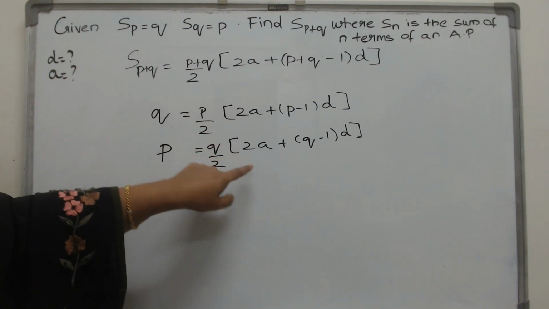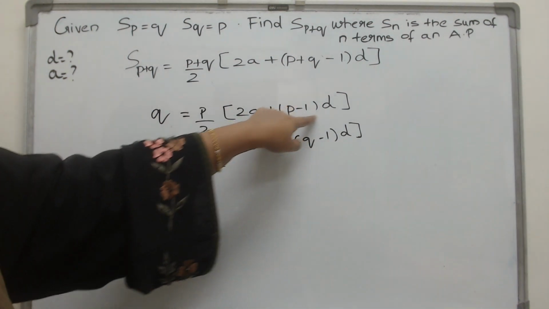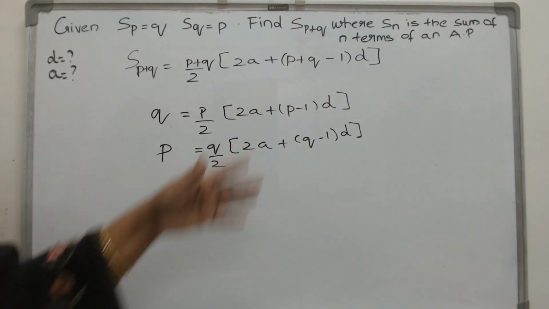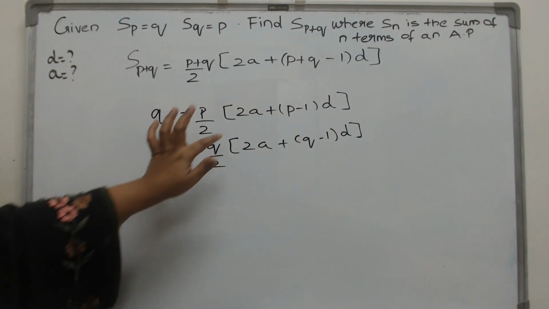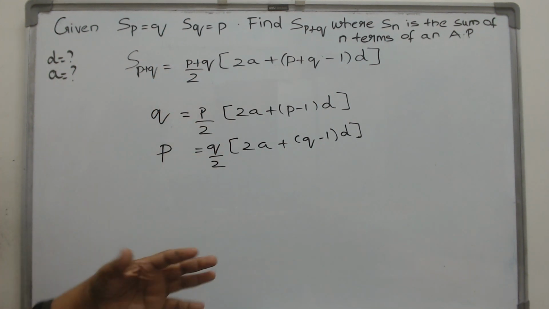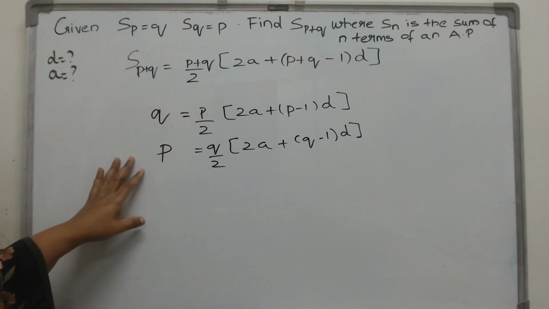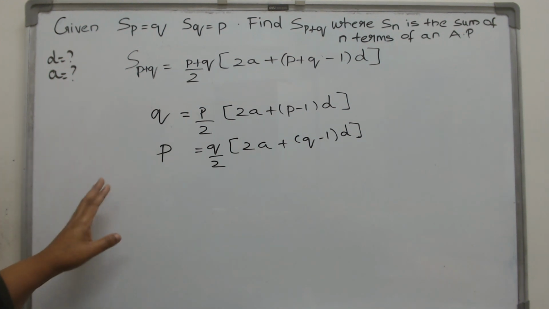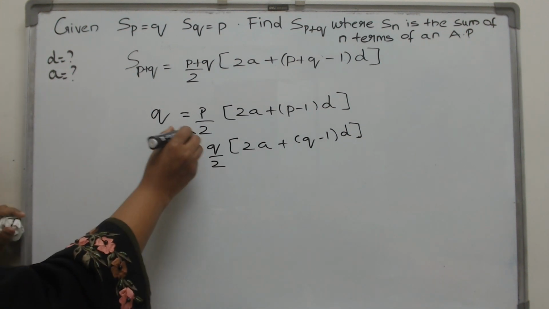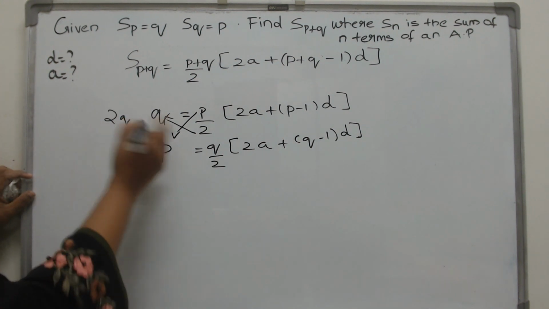You see a 2a here, a 2a here. These two would have got cancelled. A minus d here, a minus d here. That can also get cancelled. But the problem is this term here. If you open the brackets, you are going to get very large terms. So, how do we solve this without opening the brackets? All you have to do is cross multiply. Then how will this whole thing look? This will look like this.